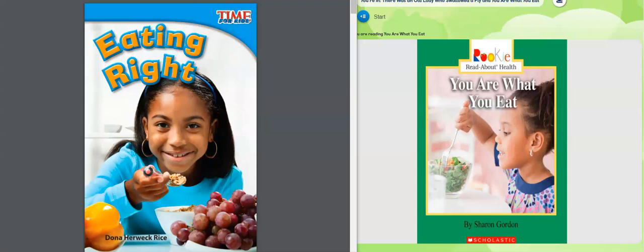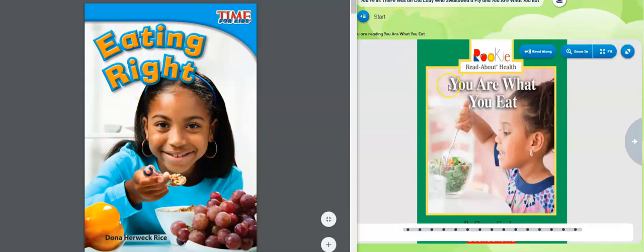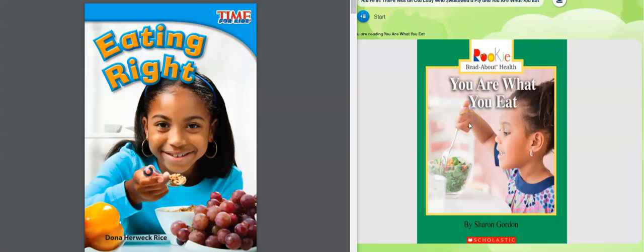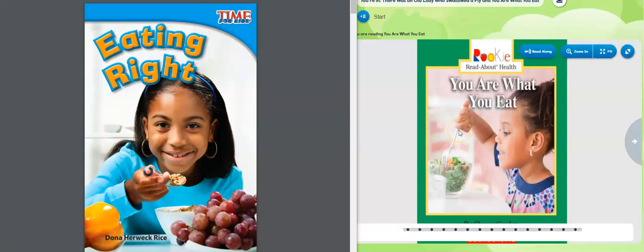To demonstrate what I want to teach you today, we'll use these familiar texts. Remember when we read Eating Right? The author gave us reasons why we should eat right to stay healthy. We call this text Book 1. We also read You Are What You Eat. The author in this book gave us ideas of food choices we can make throughout the day. We call this text Book 2.